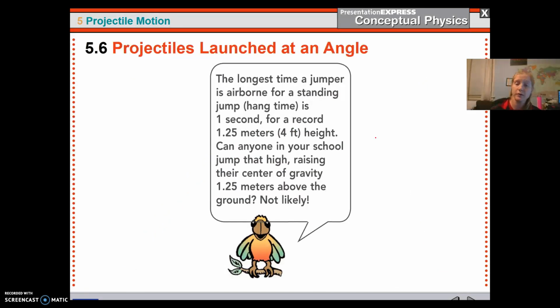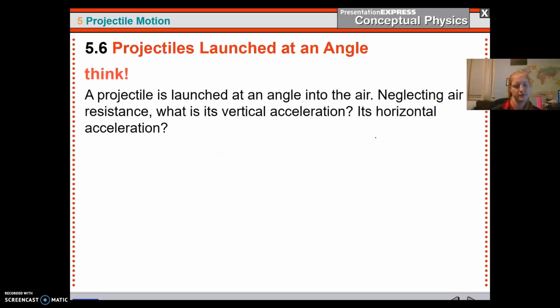Okay, something to know. The longest time a jumper is airborne, no matter if they're moving forward or they're just jumping straight up, is about 1 second. So that's 1.25 meters, which is 4 feet. 4 feet is pretty significant to raise your center of gravity.